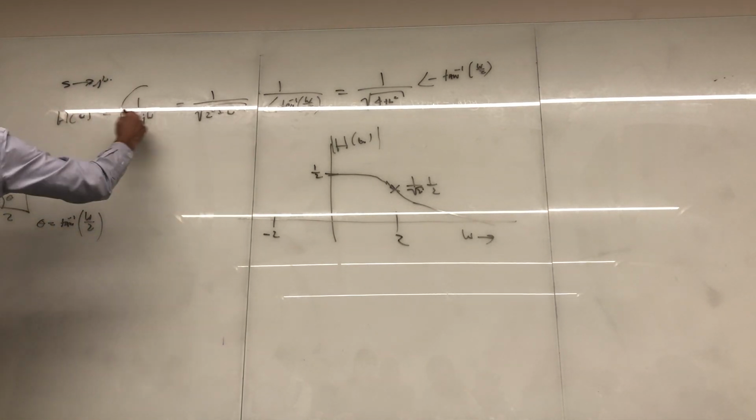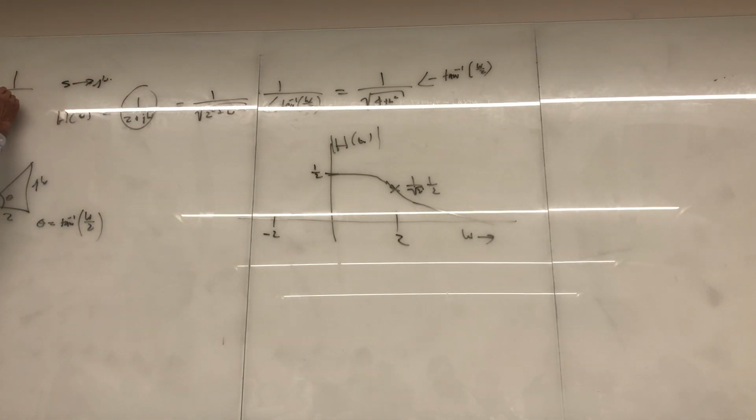Take a look at this just for a second. If I have 1 over 2 plus J2, think about this just logically. Isn't the magnitude of that 1 over, and then I can say, I can square this, take square root, right? Square this, you get 4, square this, you get 4, right? Add them up, you get 8. What is 8?